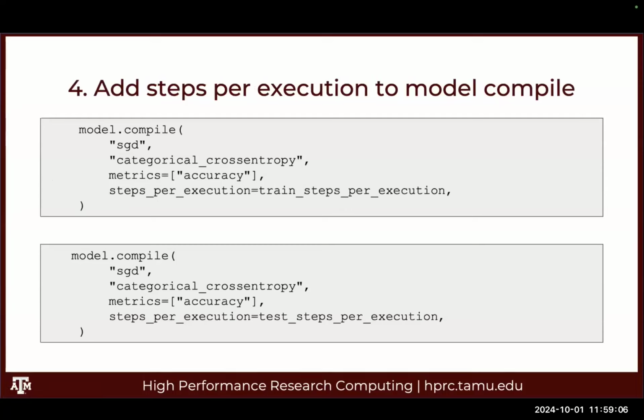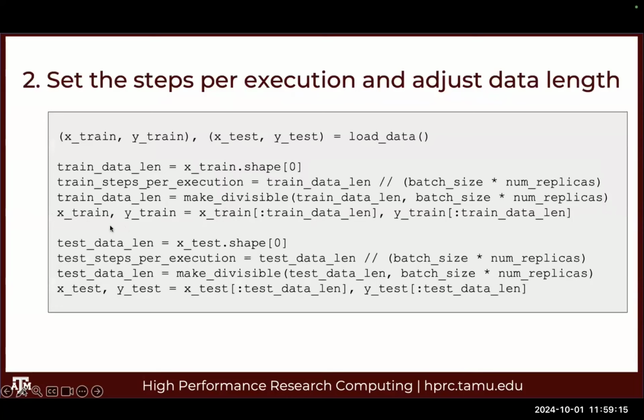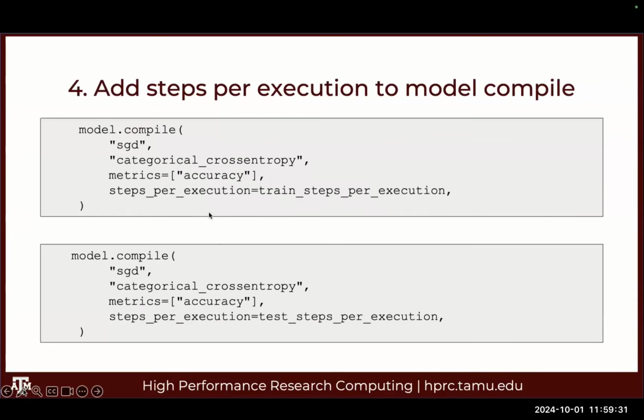After that, in the compiling of the model, we will have to pass the steps per execution. For example, here we have training steps per execution and test steps per execution. These have been calculated by using the training data length and the testing data length. So we will need to pass these to specify the number of batches in each execution.